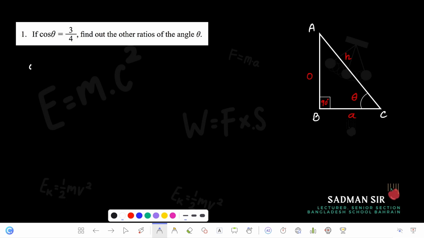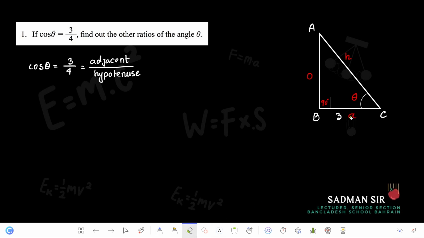Now, cos theta is equal to 3 by 4. This is what is given. But what do we know? We know that it is equal to adjacent divided by hypotenuse. Now, if we match it with this figure, you can see that the adjacent will be 3. So this is the adjacent, so we can write that this is 3, and then we can erase this A.